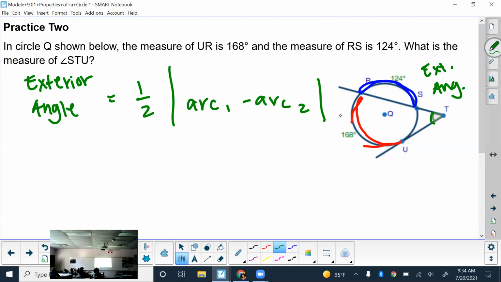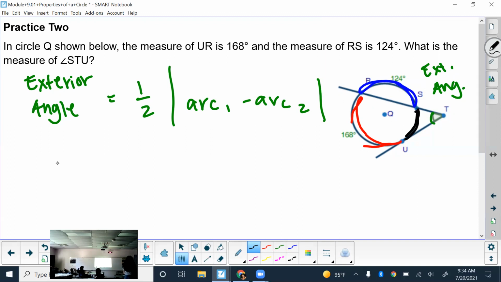Is you need the values of the intersected arcs. So you need the values of the arcs that the angle looks at. So it gave us the arc measurement for RS, but does the angle look at RS? It does not. But we can use that value to figure out what this is, which is the intersected arc.